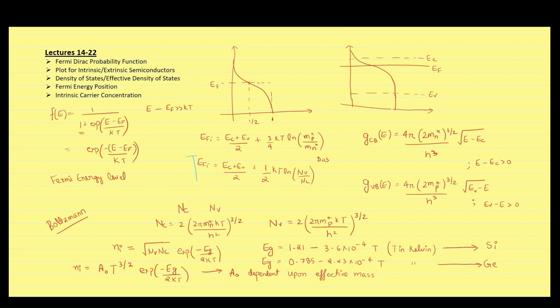And here, by this formula, you can find the Fermi energy position for intrinsic semiconductors. However, for finding the Fermi energy position for an N-type or P-type semiconductor, we initially assumed that the semiconductor has been doped such that the doping concentration is significantly greater than the intrinsic carrier concentration.